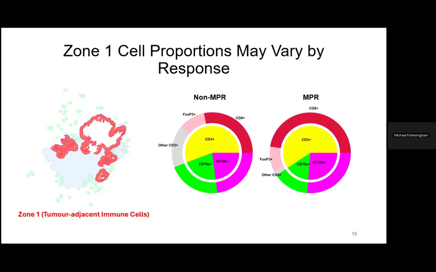This second ring is describing the subsets of CD3 cells. Now we're looking at within CD3, CD8, FOXP3, our regulatory T cells, and other not phenotyped by our panel. And these are probably helper T cells that are CD4 positive. And what we notice, obviously, is that there are way more CD8 cells proportionally in major pathologic response compared to non-response. Interesting.